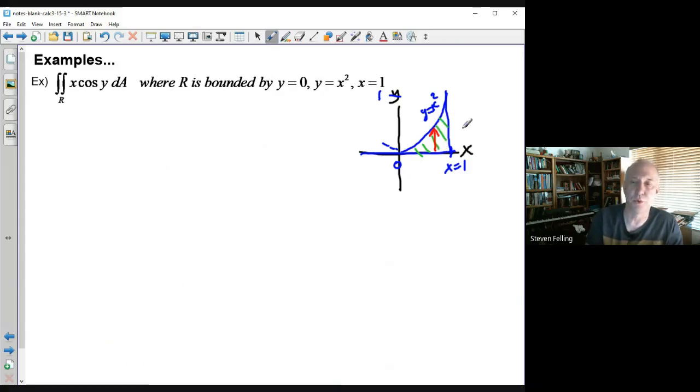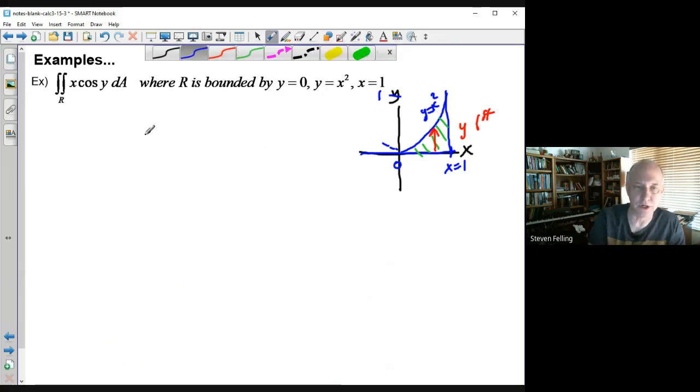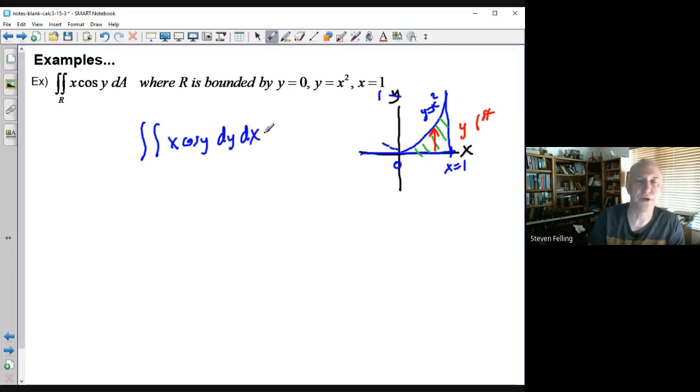So that means we're doing y first. Okay, so that means when we do our integral, we've got x cosine y. We're going to do y first and then x. Okay. So let's see. So we're going from y equals 0 down here. We have to use expressions in y. y equals 0 to y equals x squared. And then the x will go from 0 to 1.